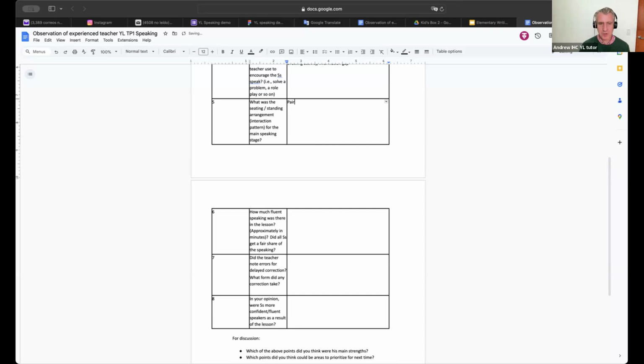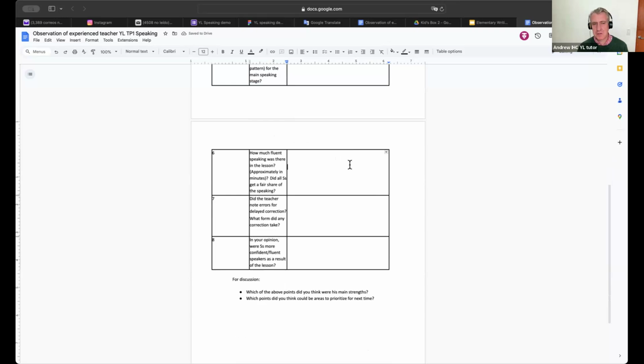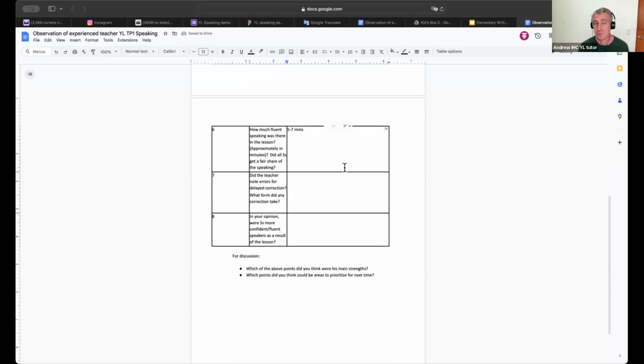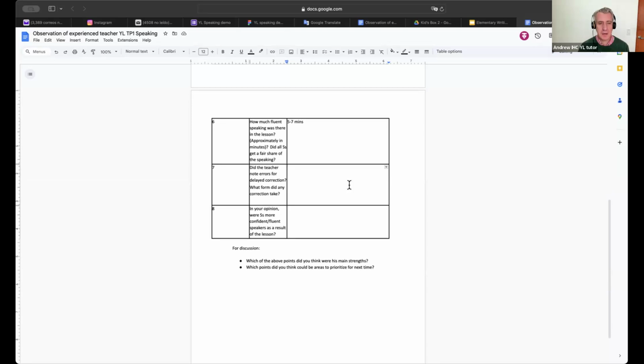The seating arrangement was pair work in breakout rooms. How much speaking fluency was there? Maybe 5 to 7 minutes. And that's pretty good for younger learners. Yeah, if you can get them speaking for 5 minutes without interruption. For primary school is very good.